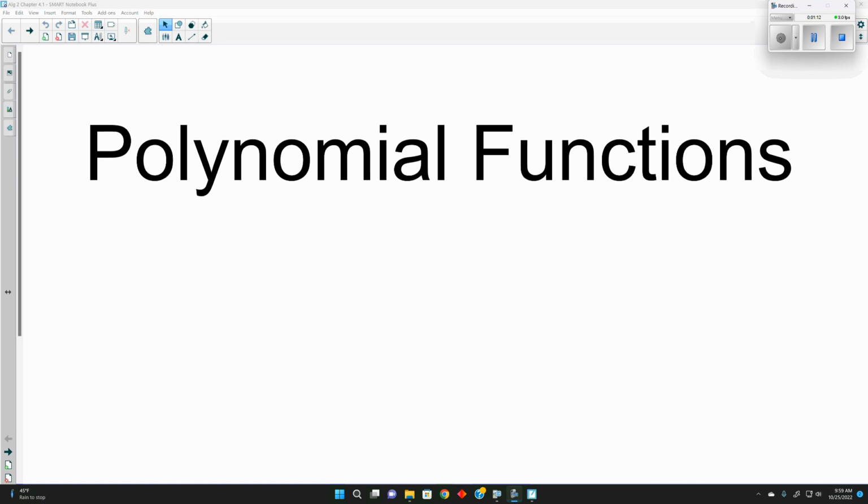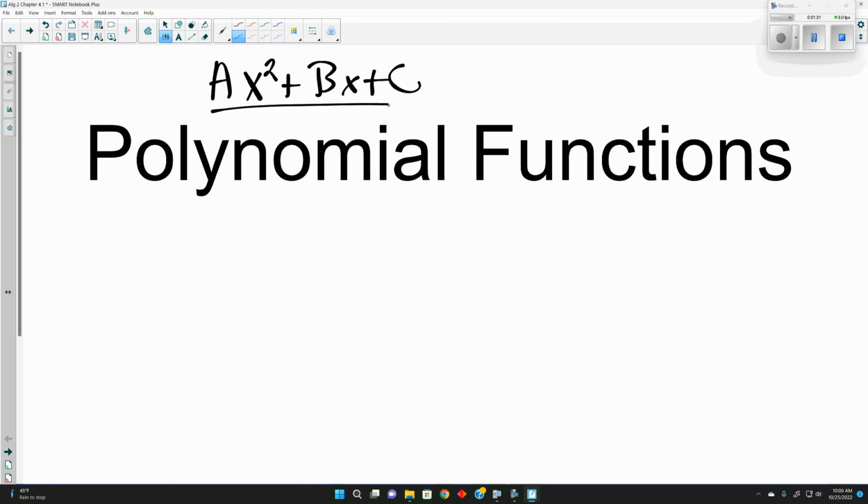Now, looking at chapter 4, we're talking about polynomial functions. Now, quadratics are a polynomial function. They're just a polynomial function of degree 2. So you don't have to write this down, but this here is considered a polynomial function, because all of our polynomial functions are going to have variables and exponents of some kind.